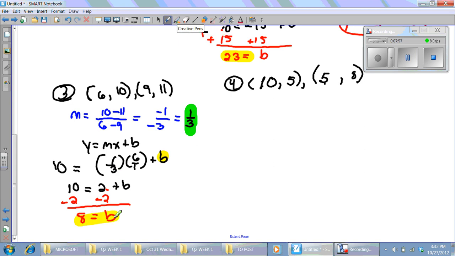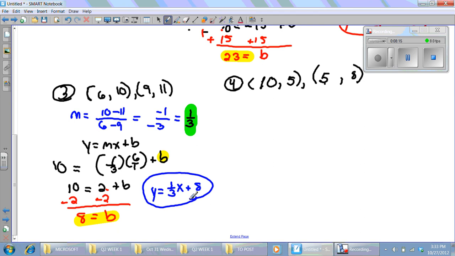I'm ready to write my equation. And this is the easy part. Don't mess it up. You've done so much hard work. Don't mess it up here. I need a y variable and an x variable in my equation. I only substitute in the m and the b, and there we go.